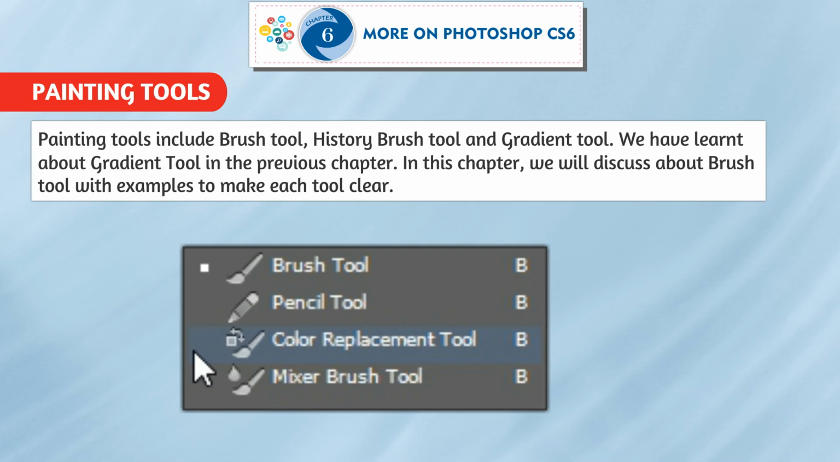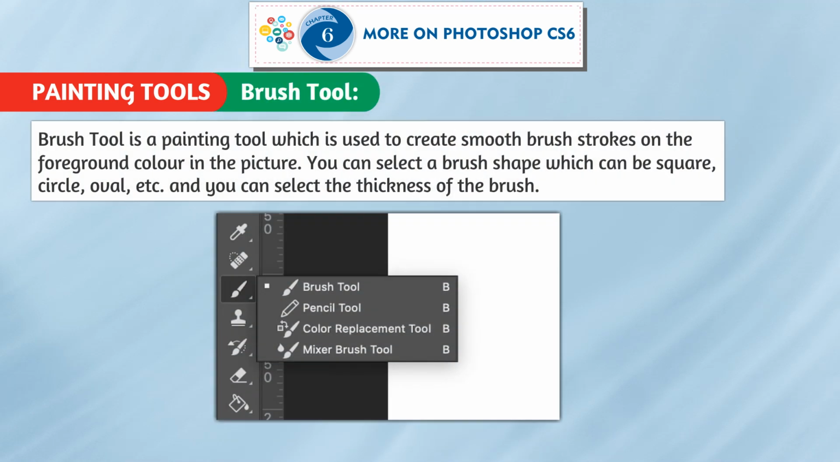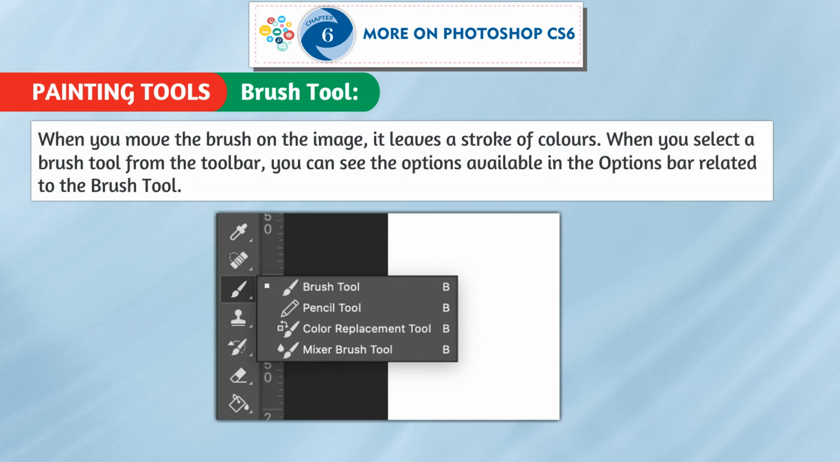Painting tools. Painting tools include brush tool, history brush tool, and gradient tool. We have learned about gradient tool in the previous chapter. In this chapter, we will discuss about brush tool with examples to make each tool clear. Brush tool. Brush tool is a painting tool which is used to create smooth brush strokes on the foreground color in the picture. You can select a brush shape which can be square, circle, oval, etc. And you can select the thickness of the brush. When you move the brush on the image, it leaves a stroke of colors.